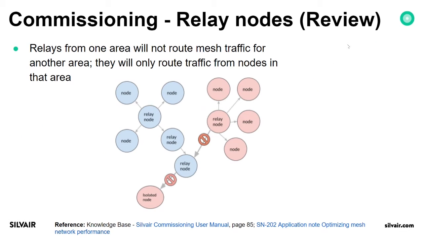So this is how the traffic works between areas. In this example, the relay isolated node has no connection with this red area. To fix that, you would need to separate the blue area, and the node between the isolated node and the red area should also be commissioned to the red area for this isolated node to work properly.